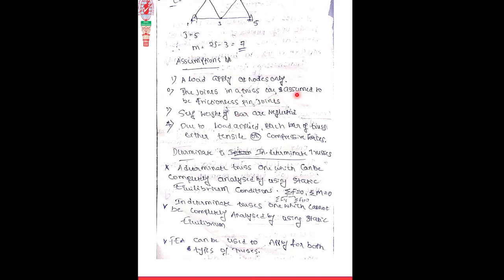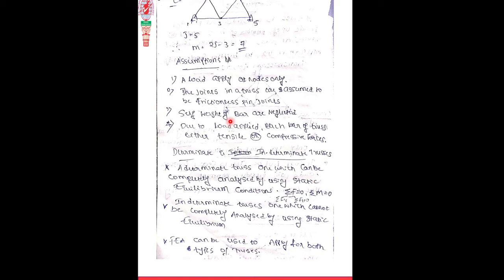Joints in a truss are assumed to be frictionless. It means completely frictionless. No friction will be produced. But practically, it is not. There is friction, but here we are not considering that friction. We are going to neglect it. That is frictionless joints. Self weight of bar is neglected. Again, we are not going to consider the rho W term.